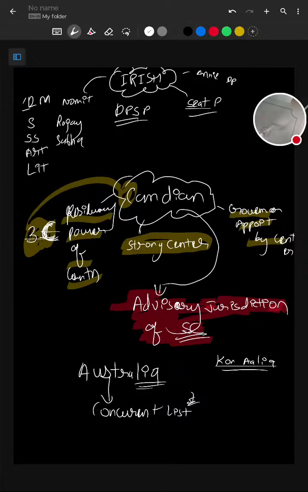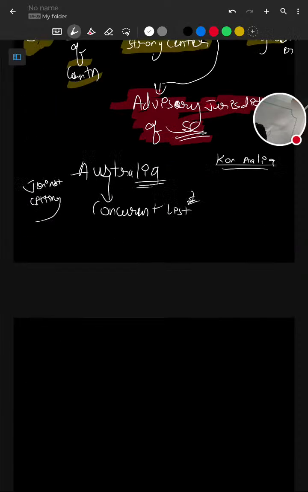Now, there is joint sitting between the Houses of Parliament and freedom of trade and commerce and intercourse. So, joint sitting is also in Australia. And freedom of trade and commerce is also in Australia.